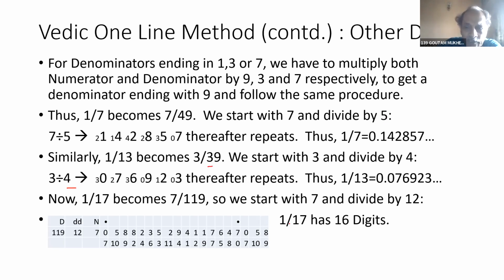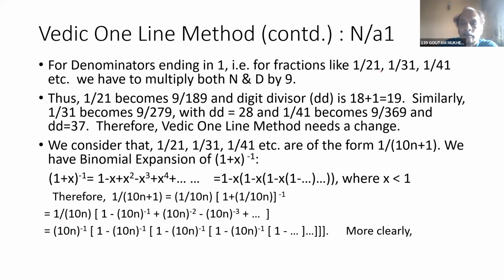Right. In case of 17, it becomes slightly big. I become slightly annoyed because I have to divide by 12. So 7 by 119, so 11 and 12. Still I managed it, but not very happily. But what happens when I do 1 by 29, 1 by 31, 1 by 41, and so on? It is ending in 1.